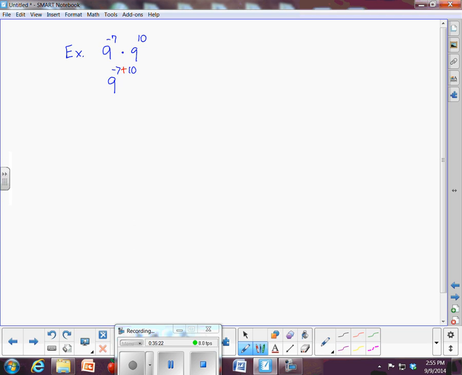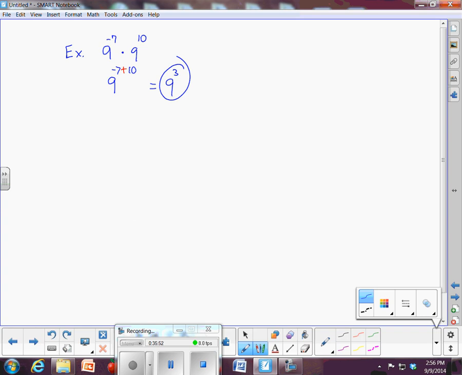So what are we going to do? We're going to add up the exponents, right? 7 negatives and 10 positives leaves you 3 positives, 9 cubed. And if they wanted you to simplify, then you'd have to do 9 times 9 times 9. Okay? Those are a little tricky, but that is the way that they go.